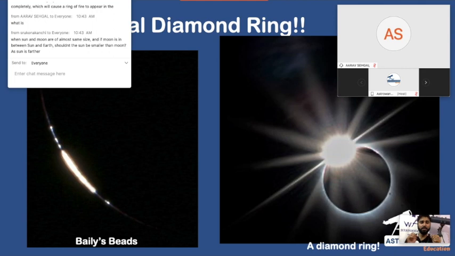See, the sun and moon are not of the same actual size. The sun is 400 times bigger than the moon, and at the same time the sun is 400 times farther away, and that is the reason we see the moon and sun as the same size from Earth. It's not of the same size.